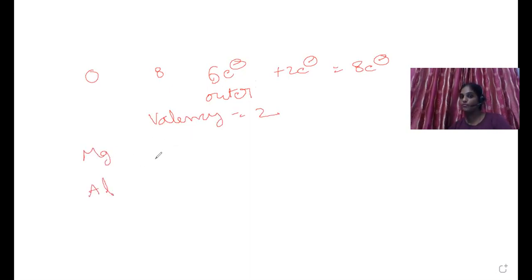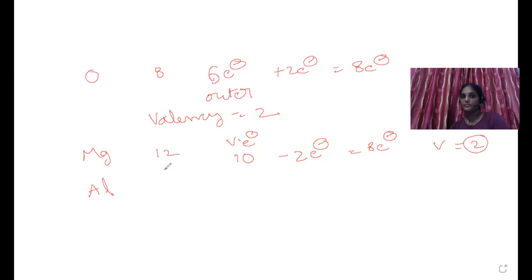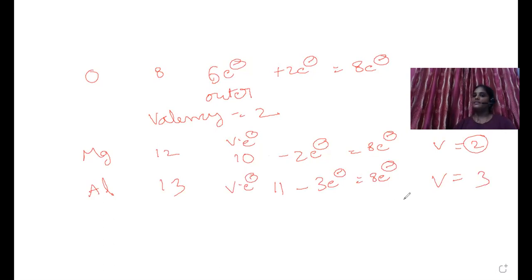What is the atomic number of magnesium? 12. How many electrons are in the outermost shell? Valence electrons are 10. So magnesium loses 2 electrons to get 8 electrons in the outermost shell, right? So the valency of magnesium is 2. Coming to aluminum, the atomic number is 13, and the valence electrons are 11. So it has to lose 3 electrons to get 8 electrons in the outermost shell, right? So what is the combining capacity of aluminum here? 3. Got it? In this way, we can find out the valency of each element.